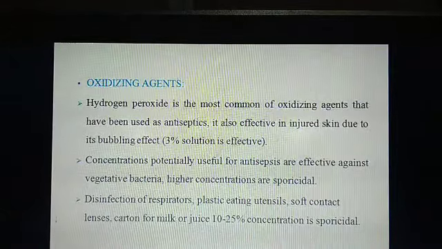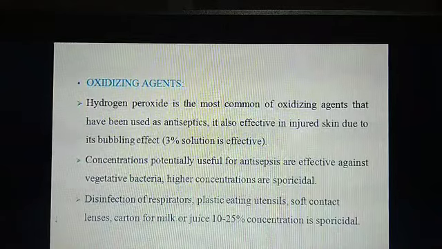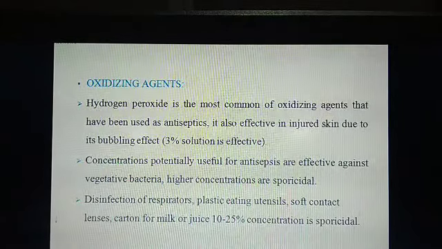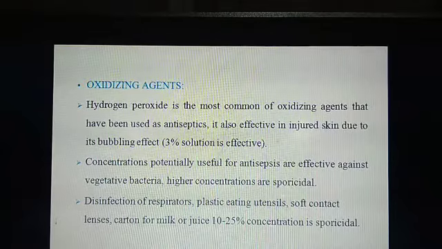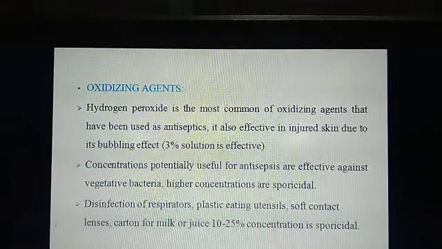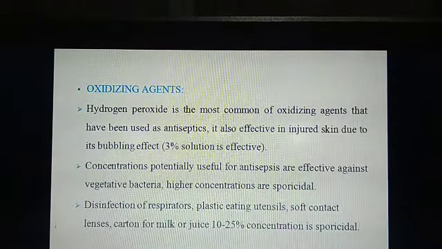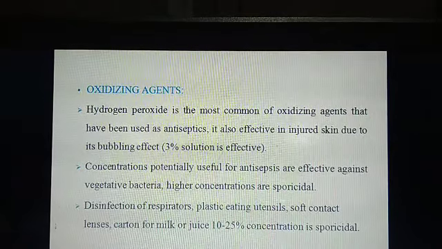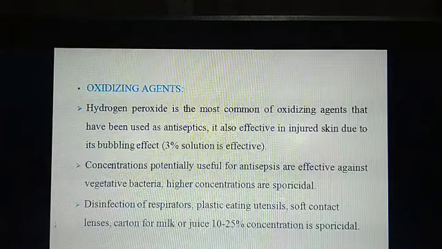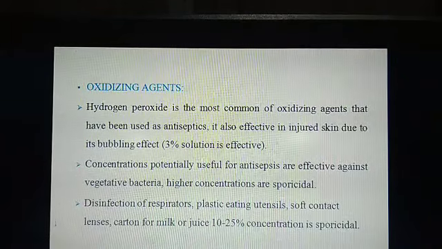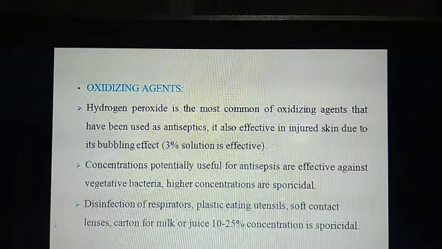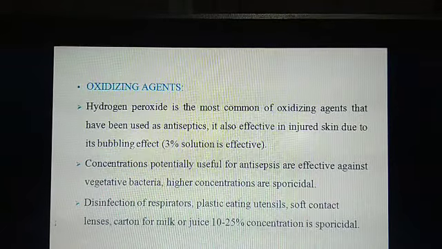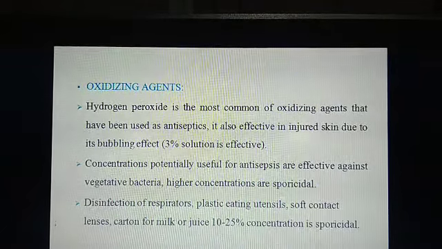Then we will see the oxidizing agents. Hydrogen peroxide is the most common oxidizing agent that has been found to be used as an antiseptic. It is mostly effective on injured skin due to the bubbling effect. H2O2, or hydrogen peroxide, is used as a 3% solution in normal cases as an antiseptic.